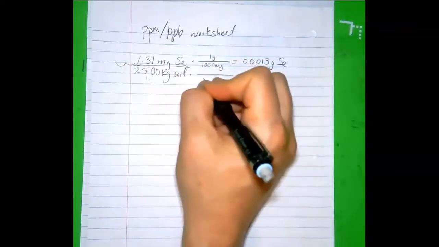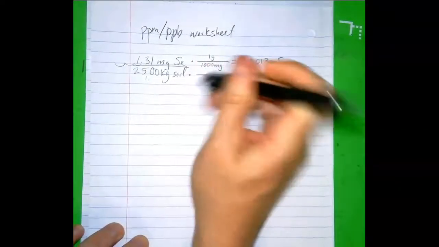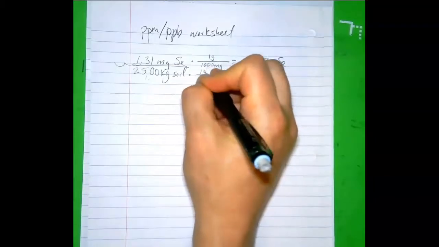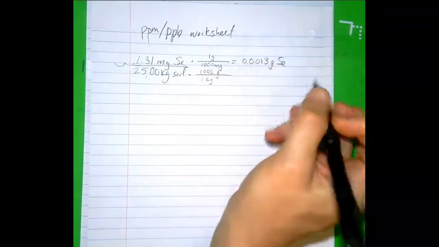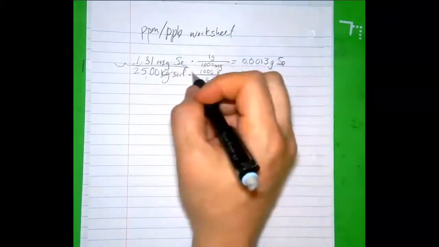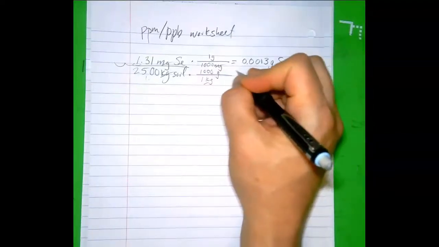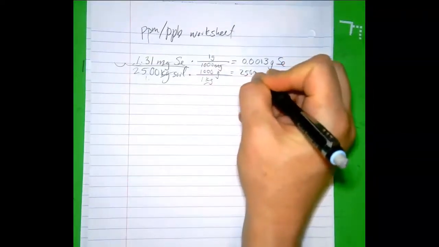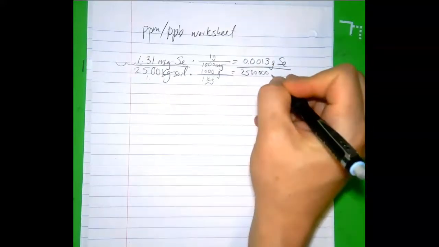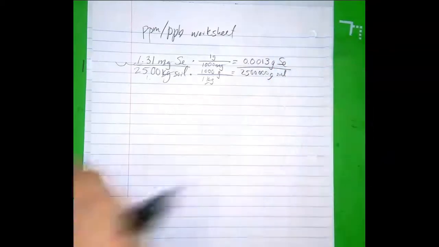Let's convert this one. We know that there's 1 kilogram for every 1,000 grams. I want kilograms to cancel out, just like milligrams canceled out up here. And I multiply 2,500 times 1,000, so that's 2,500 and add another 3 zeros. This is grams of soil. I'm going to divide these.